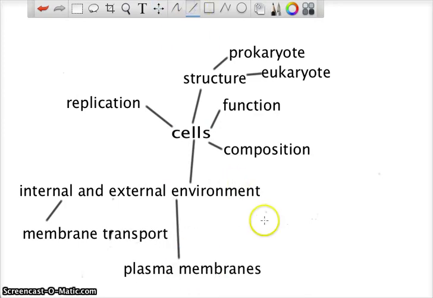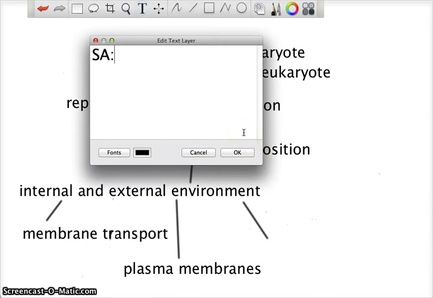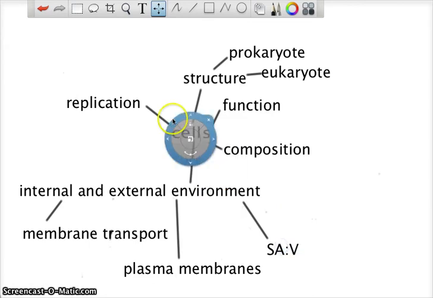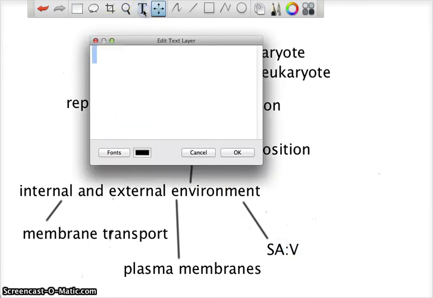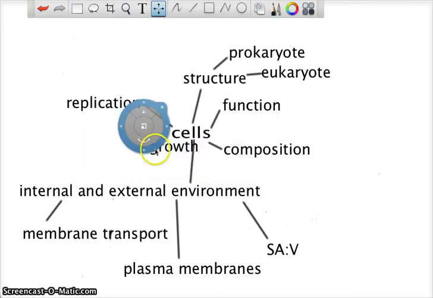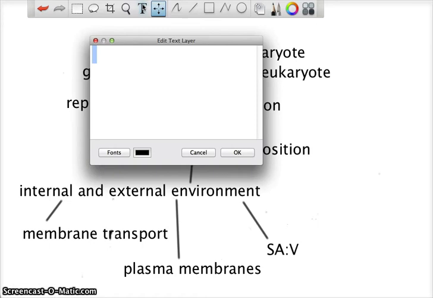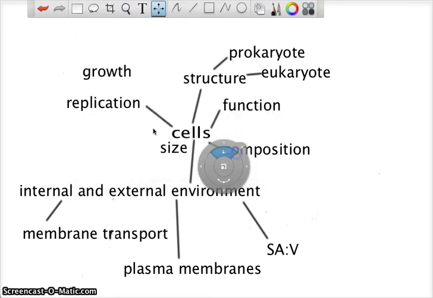In relation to this as well, we'll be talking about the surface area to volume ratio, which is probably something you haven't learnt about before. It's very important. Moving on to replication, because I don't want this video to be too long. Along with cell replication, we'll be talking about cell growth. We'll be talking about cell size and why that's important.